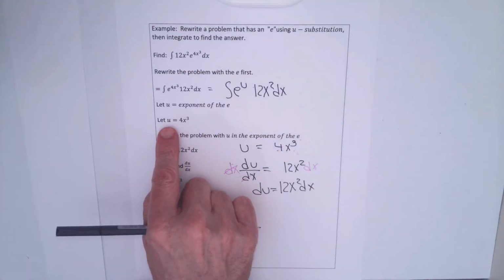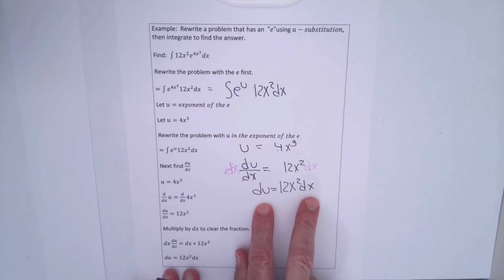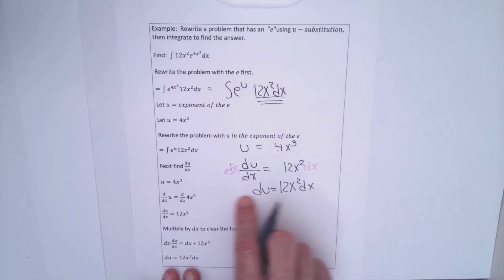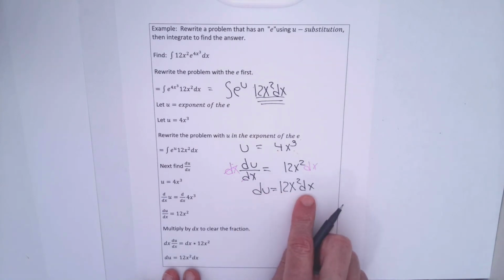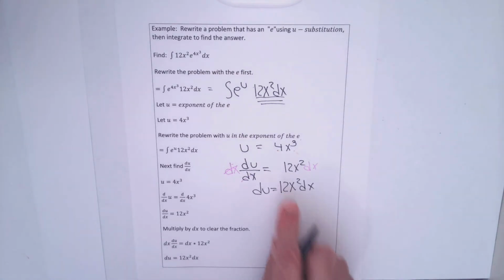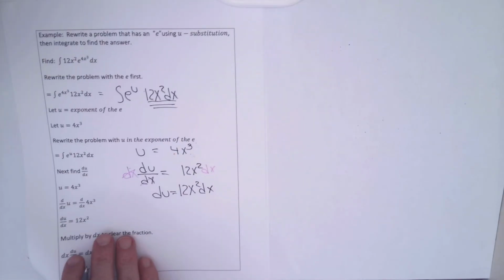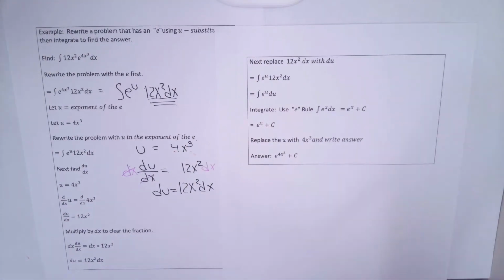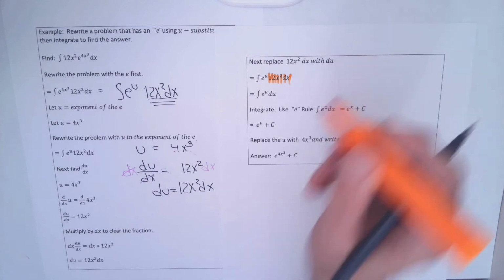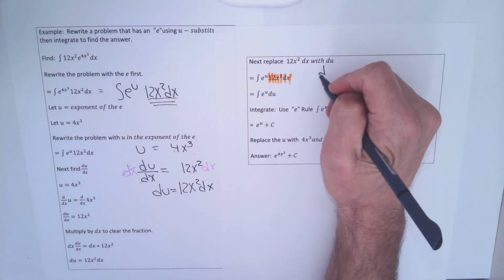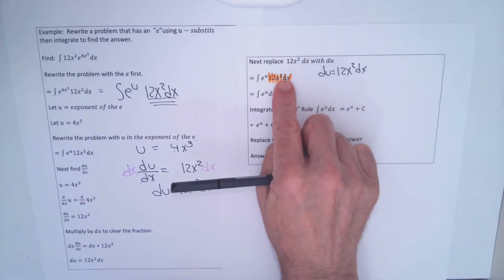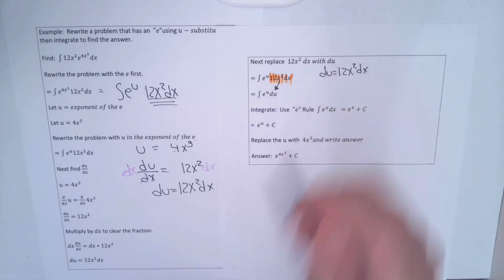How do I get rid of them? I take the u that I created, find its derivative, and try to match up this perfectly. If it matches up perfectly, I don't need to multiply by a number to make it match up. If it doesn't match up perfectly, then it has to be set up so you can multiply by a number to make it match up. But this matches up perfectly. So now I'm ready to do my substitution. So into this problem, that is e to the u times 12x squared dx, well, heck, I just figured out that du is equal to 12x squared dx. So for this 12x squared dx, I'm going to change it to just generic du.